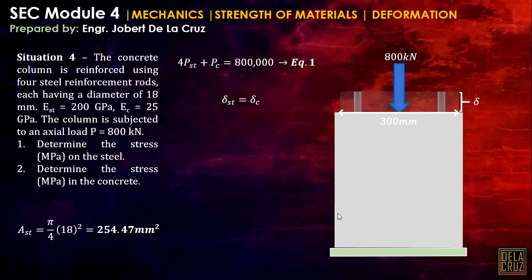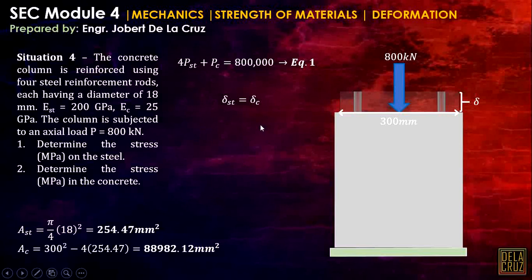The area of one steel is pi over 4 times its diameter squared. We have 18 mm diameter, so that is the area of the steel. Now, for the concrete, that should be 300 by 300, the gross area of our concrete. But we should minus the area of the steel. We will use the net area of the concrete, so minus 4 times the area of steel. That is the area.